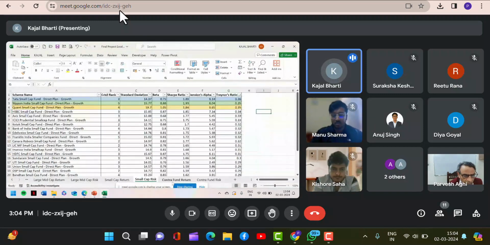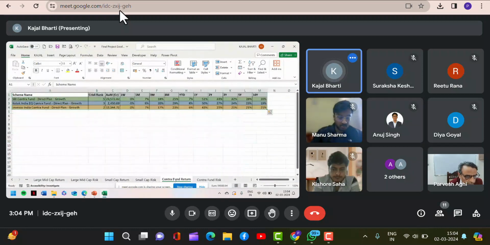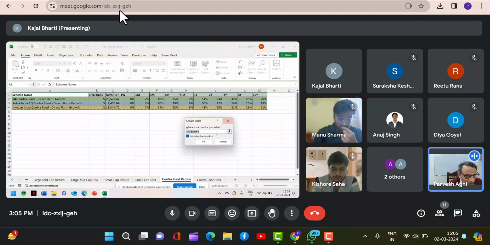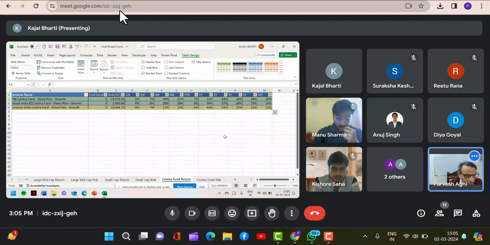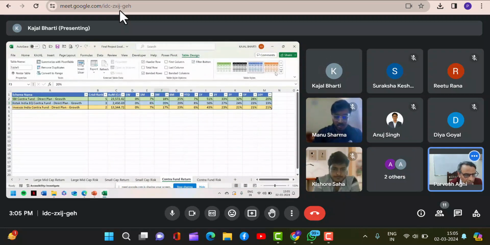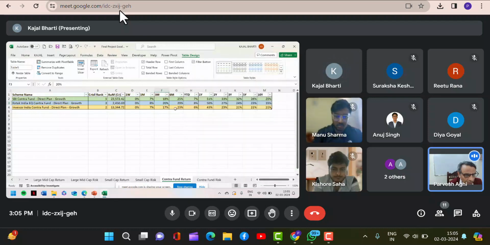In contra funds, when I went to the Money Control website, I found that only three funds are available. It is a very narrow window, because there will be very few funds under contra funds. It can't be like large cap, where we have 30 or 40 funds. It is only for those where the story has turned from bad to good.